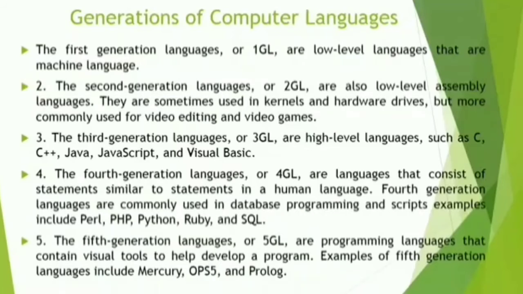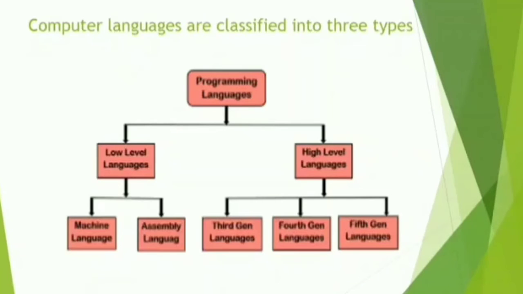Fourth generation language, or 4GL, are languages that consist of statements similar to statements in a human language. Fourth generation languages are commonly used in database programming and scripts. Examples include Perl, PHP, Python, Ruby and SQL. The fifth generation language, or 5GL, are programming languages that contain visual tools to help develop a program. Examples of fifth generation language include Mercury.